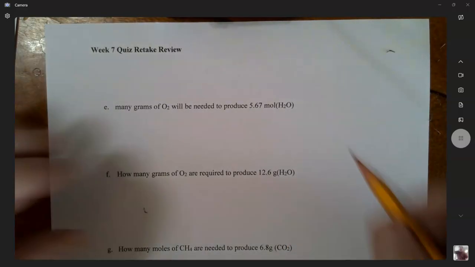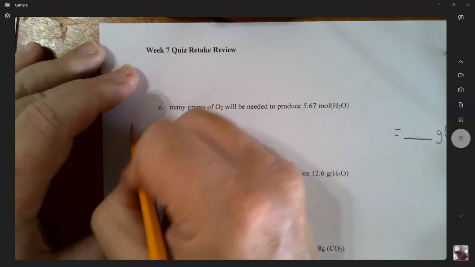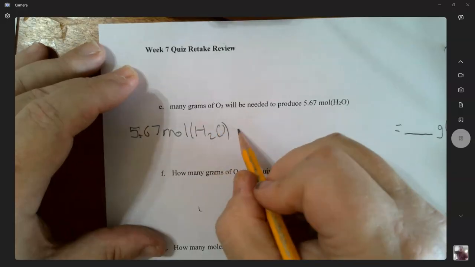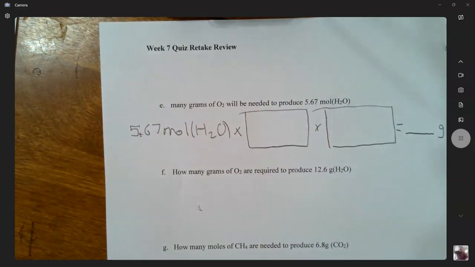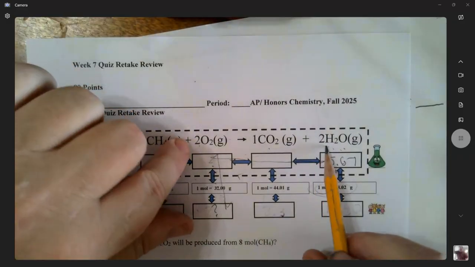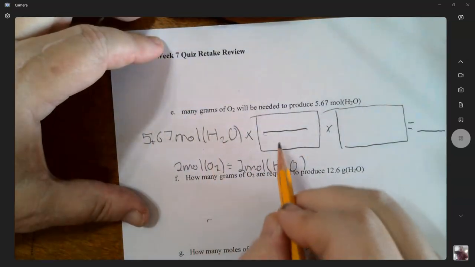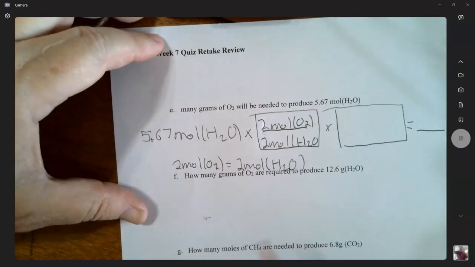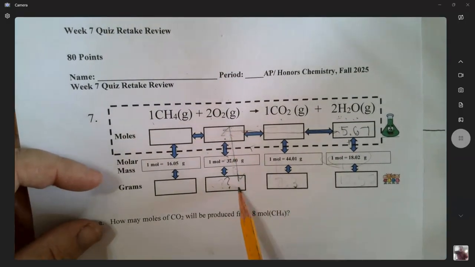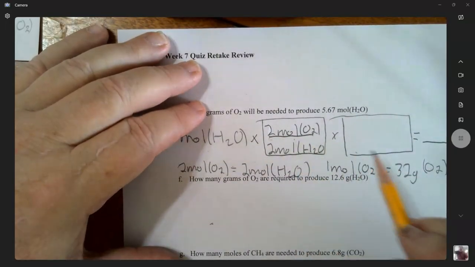Okay, so let's go ahead and write our equation first. Trying to get to grams of O2, and we're starting with 5.67 moles of H2O. It's a 2-box problem. The first equivalency goes from here to here, so it's 2 moles O2 equals 2 moles H2O. We got moles of H2O up here, so we need it down here. Now we're sitting in this box right here, and we need to get out to grams of O2 using the molar mass of oxygen. Got moles of O2 up here, we need it down here.